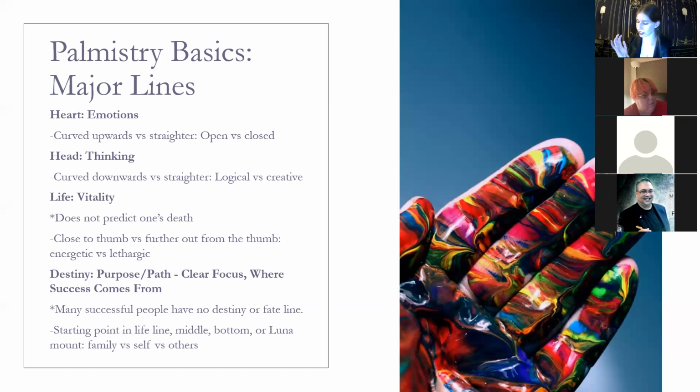But if it's hugging the thumb, if it's very faint, if it's broken, it means a little less energy. It means the person might be a bit more lethargic. Since it has to do with the amount of Venus, it has to do with passion as well and motivation. These things are tied up in each other. But it is a measure of vitality. It is not a predictor of someone's death.